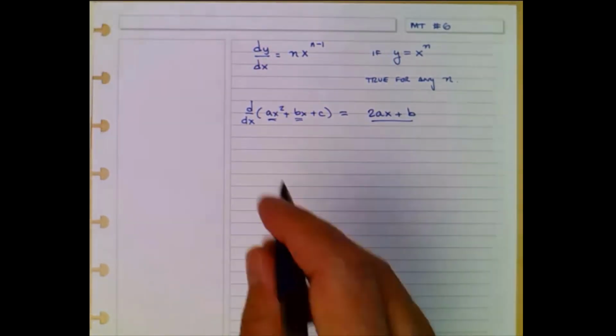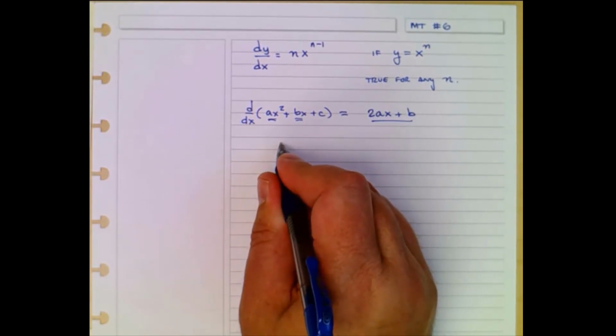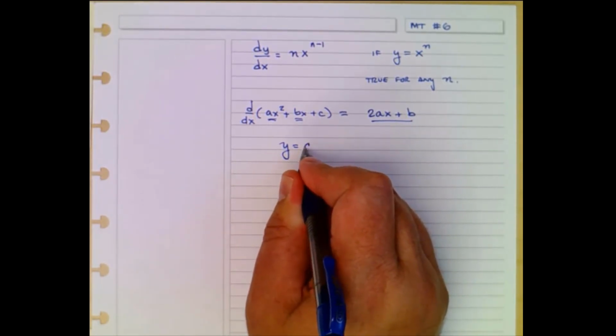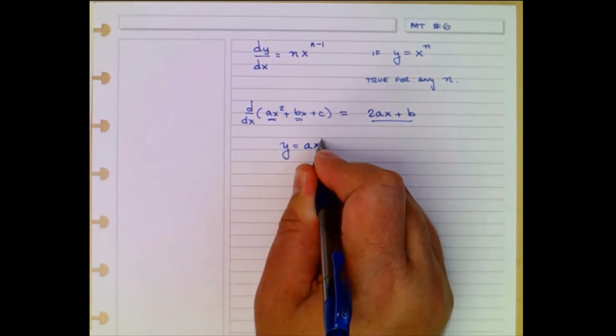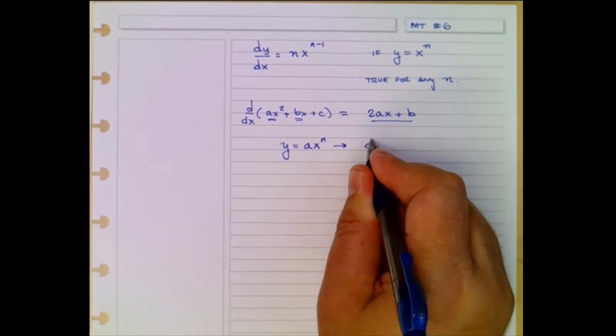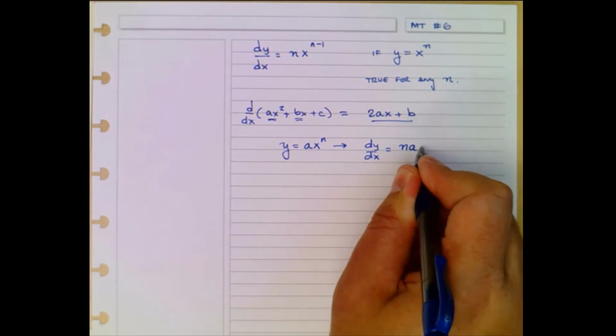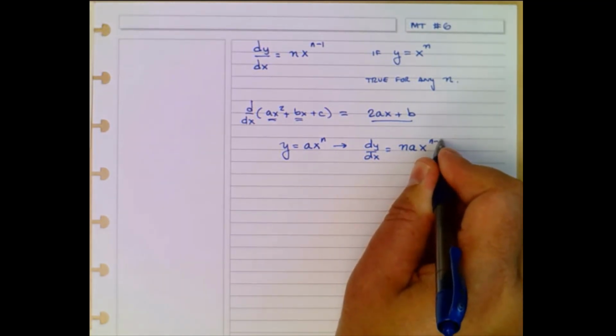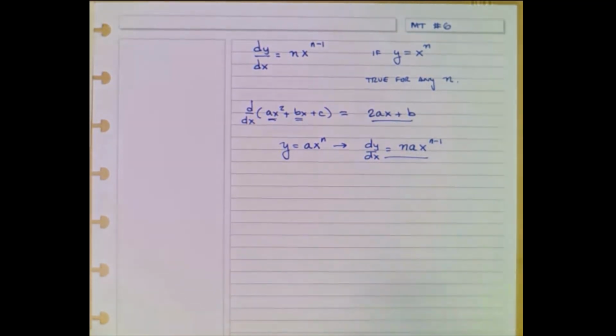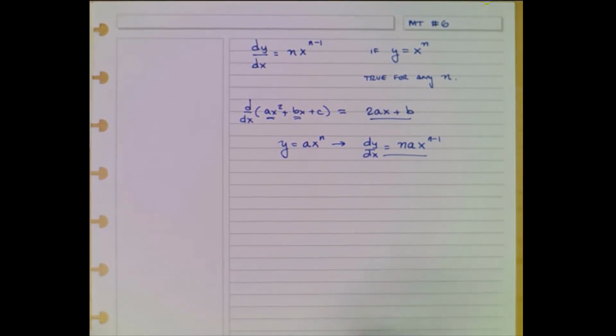Okay? The general rule, again, is if y equals a constant a times x to the n, then dy dx is equal to na times x to the n minus 1. Okay? Again, works for all n.